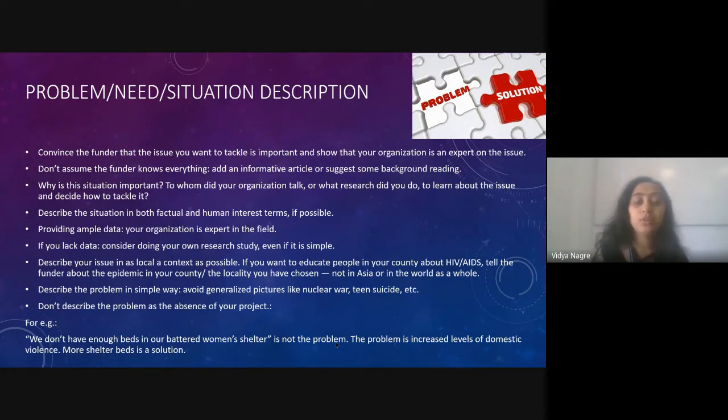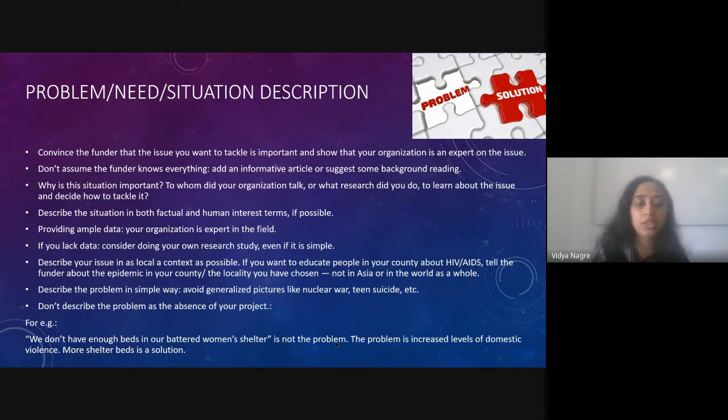To whom did your organization talk, or what research did you do exactly to learn about the issue and decide how to tackle it? So overall, you are planning how you are going to conduct this research. Are you going to connect with government agencies, offices or officials, or take information from private agencies? What will be the steps of your research, and how will you handle the overall situation?